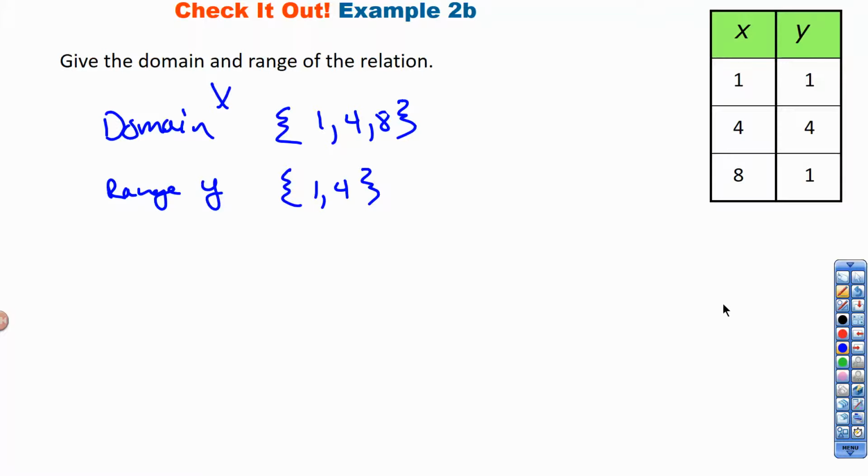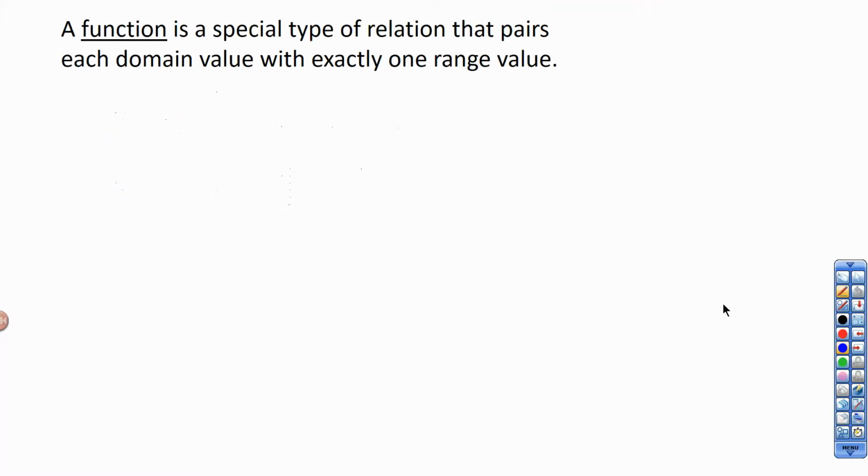Example 2. All right. Give the domain and the range of the relation. All right. Everyone, what's that? Oh, no, we're almost done. We got to go on to example 3, but somebody backed us up. All right. Here we go. A function is a special type of relation that pairs each domain value with exactly one range value. We've been going over this for the last 2 days, right? So you guys have an idea of what a function is and what it is not. Yes, the vertical line test.